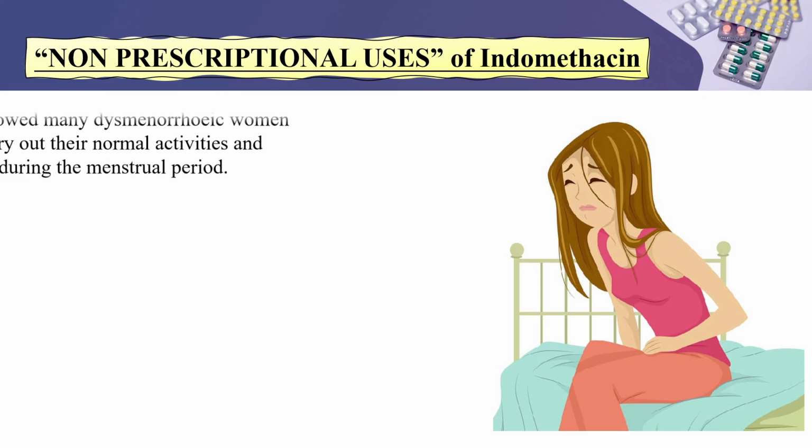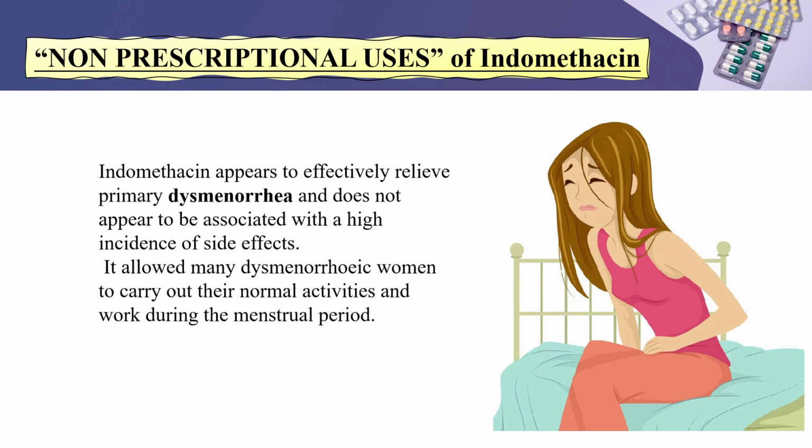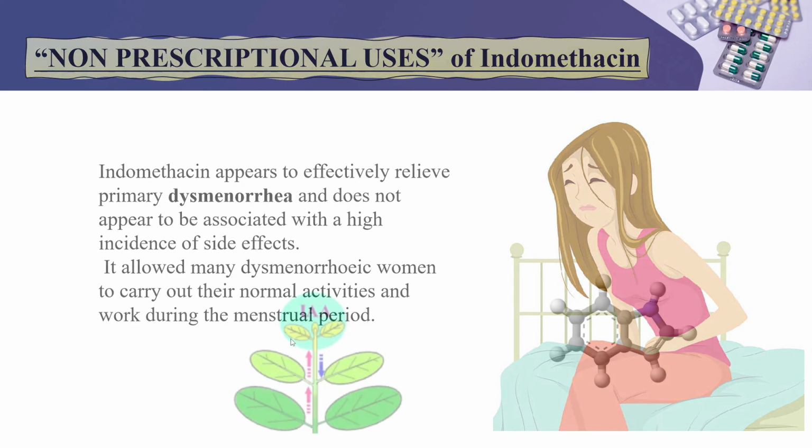Non-prescriptional use of indomethacin. Indomethacin appears to effectively relieve primary dysmenorrhea, which is menstrual cramps, and doesn't appear to be associated with a high incidence of side effects. It allows many dysmenorrheic women to carry out their normal activities and work during the menstrual period.